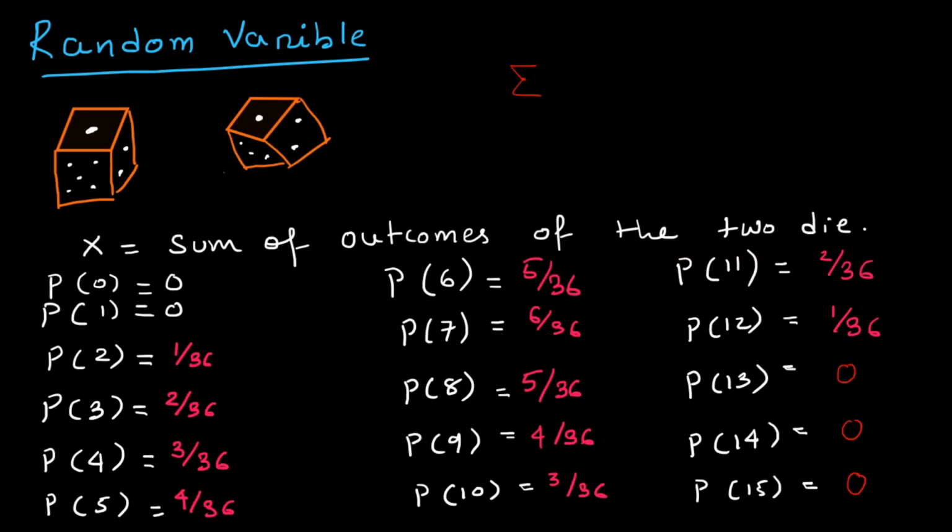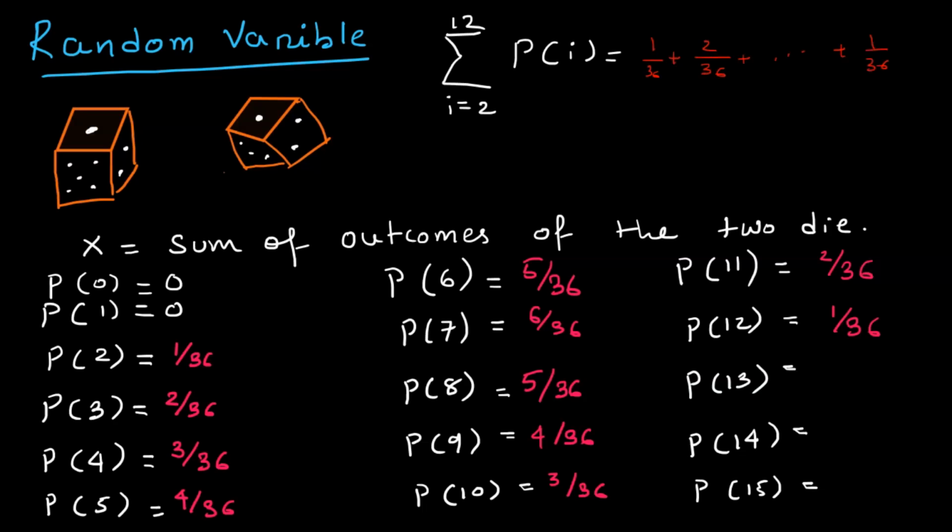So now let's do an interesting thing. Let's find the sum of p_i, okay, and i ranging from 2 to 12. What are we getting? So we will get 1 by 36 plus 2 by 36. Okay, whatever is written in this pink color, we are getting it up to 1 by 36. So what will it yield? It will yield 36 by 36, that will be equal to 1. Okay, you can calculate it.